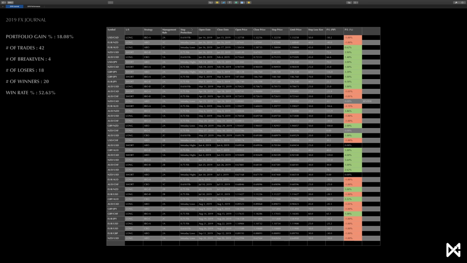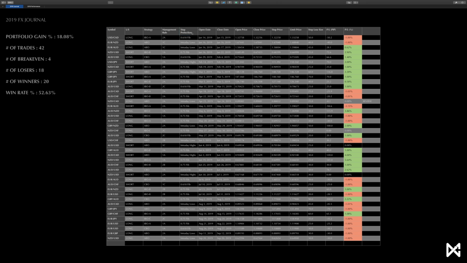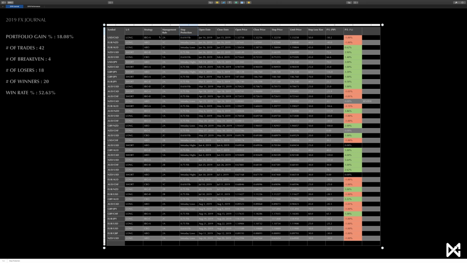Then we have the stop protection. This is good information as well, to have your stop protection, exactly where you had your stop loss, right? I highly recommend having that in your journal. It can help. You can even have your target placement, right? Where did you have your target? But either way, for stop placement, IBOA, 0.618 Fibonacci.